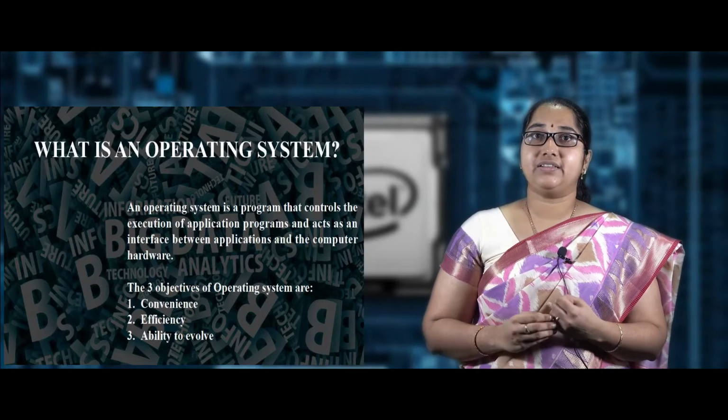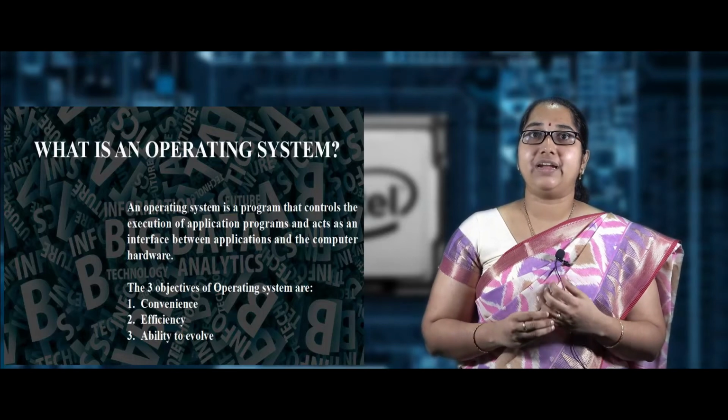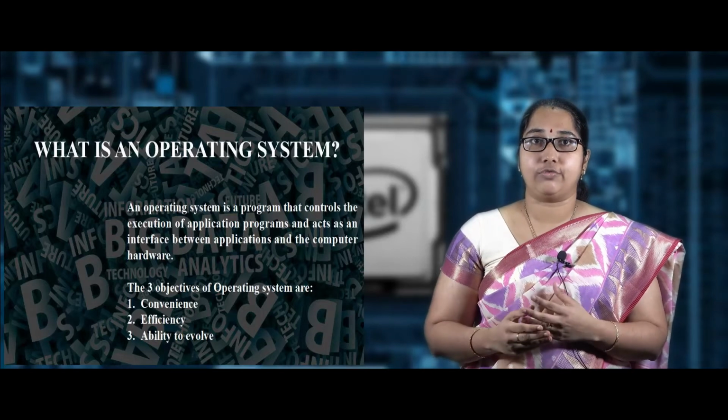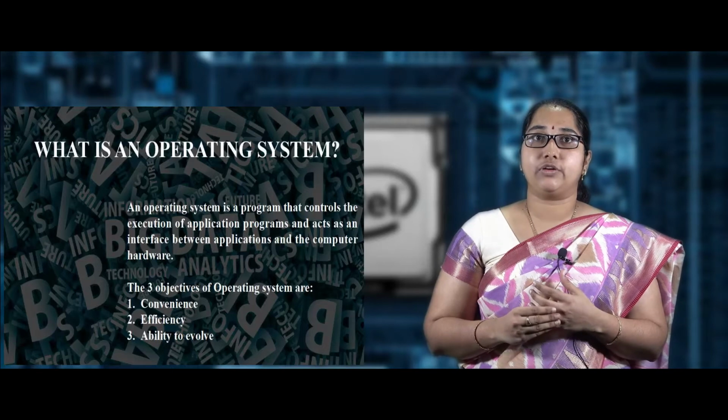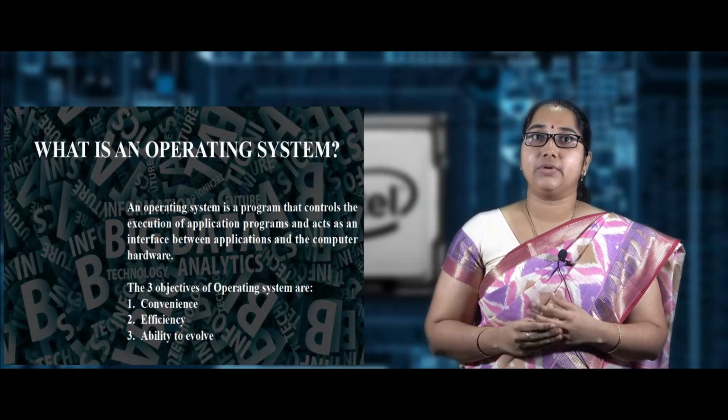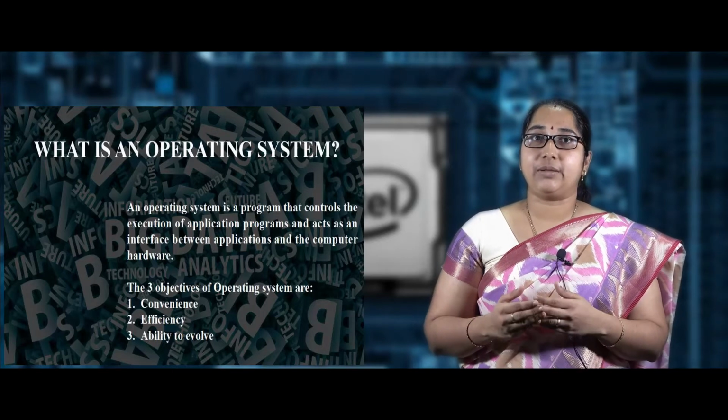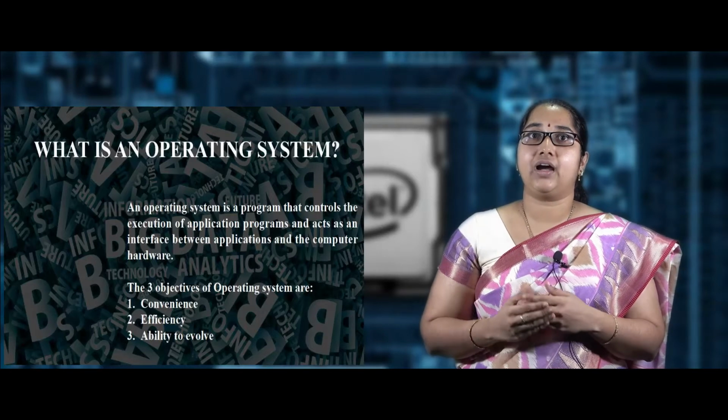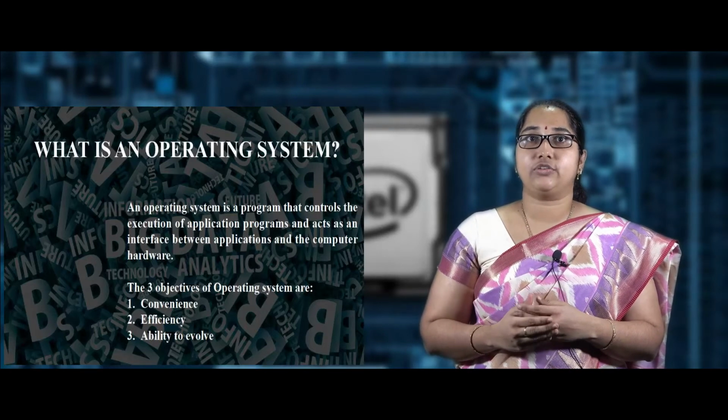The 3 basic goals of an operating system are: 1. Convenience. The convenience is that whenever an operating system is present, the user is able to conveniently access the hardware and the software. For example, Microsoft Windows is the most popular operating system. This is because users are able to very conveniently access the hardware and software using Microsoft Windows.